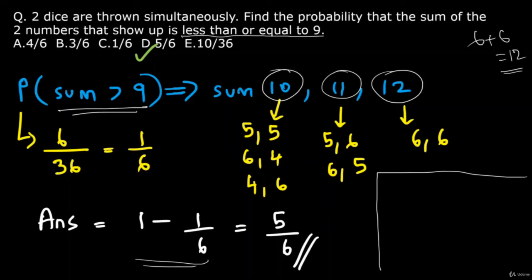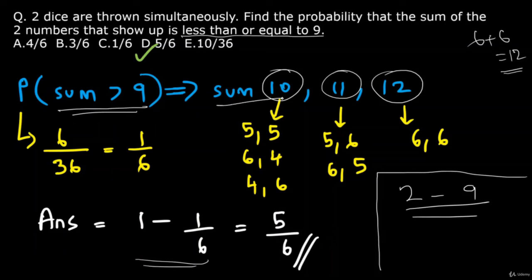If you want to check less than or equal to 9, you'll have to check possibilities from 2 up to 9. So that will take more time. So let's do it in the faster way. Now let's first find the probability for the sum to be greater than 9. So probability is favorable by all events, right?